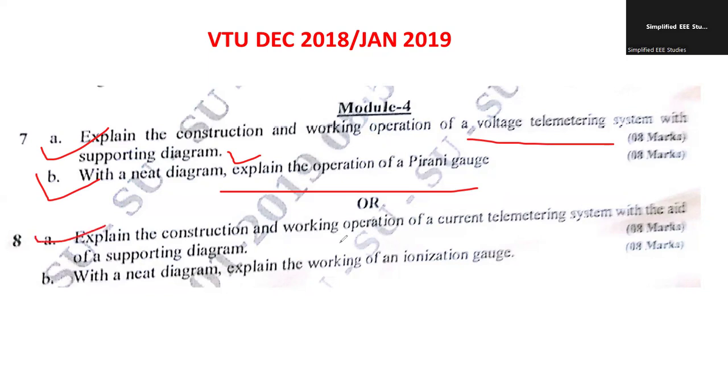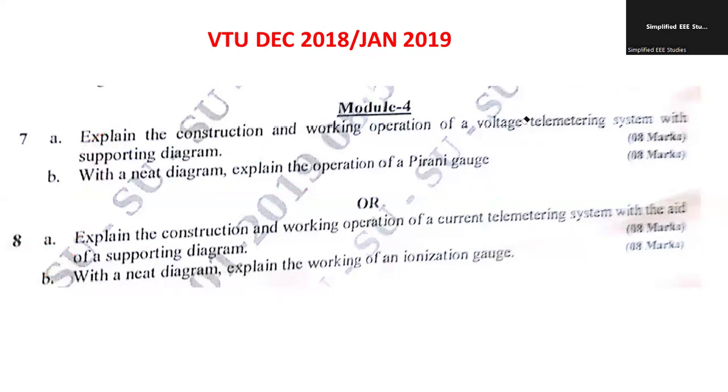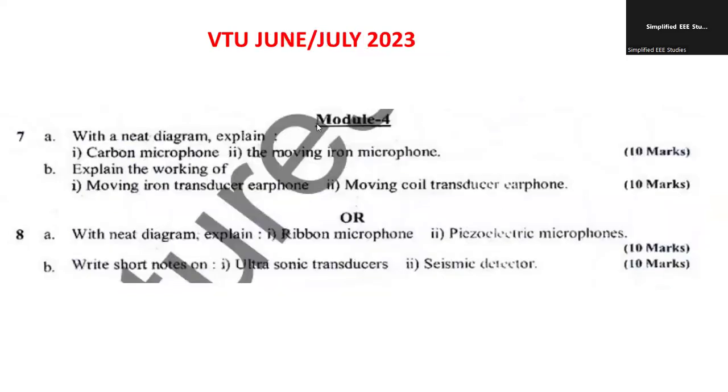Explain the construction and working of the current telemetry system. We have already discussed the voltage telemetry system. Like that, there is a current telemetry system. Kindly go through the basics of current telemetry system. It's already available in my playlist. With the neat diagram, explain the working of the ionization gauge. I have explained the concept of ionization gauge in my previous session. So I'll be sharing the same in the I button. You can directly go through that and access those links. It will be helpful for you for answering these questions.